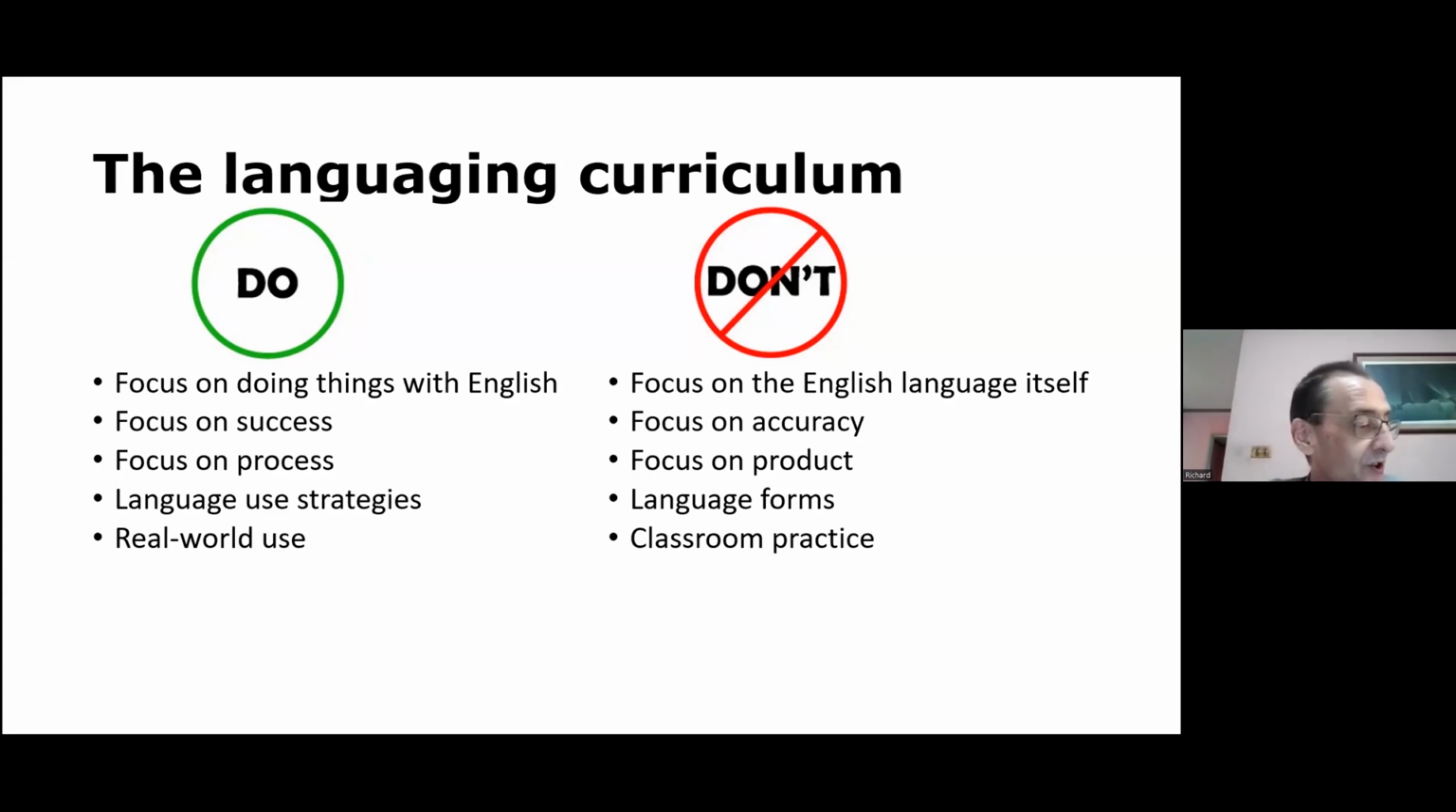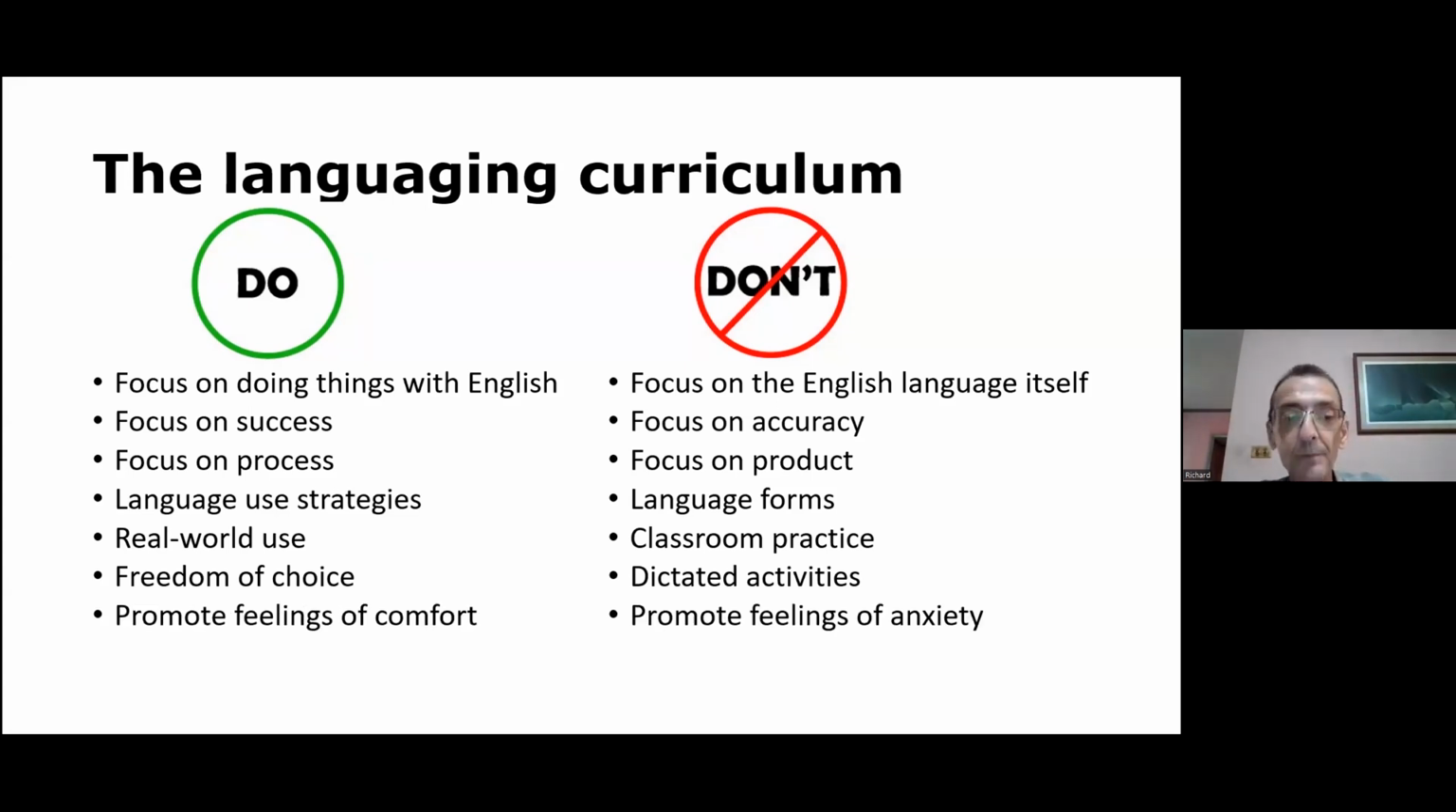Everything is about real world use. Students are free to choose what to do. There are almost no fixed activities that everyone does in the classroom together, with everyone reading the same text. That almost doesn't happen in the languaging curriculum. It's all about giving students choice to do the things they want to do, and we want to make them feel comfortable in doing it. Quite a bit of traditional language teaching makes students feel anxious, and when their anxiety can be debilitating, we want to make students feel comfortable so they can be successful.